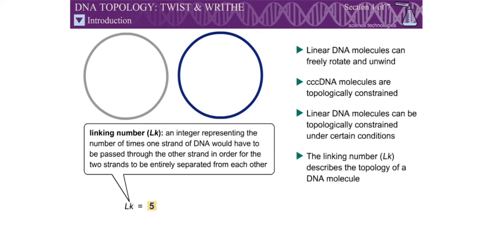The linking number is always an integer. The linking number is an invariant topological property of cccDNA. No matter how much a cccDNA molecule is distorted, the linking number remains constant. The linking number is the sum of two geometric components called twist and writhe.